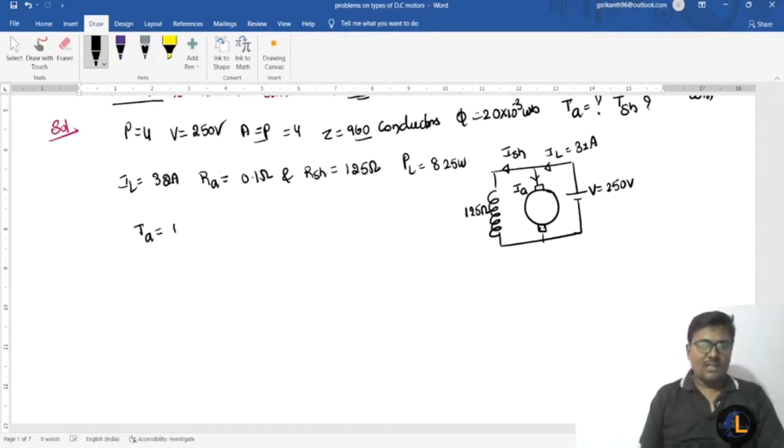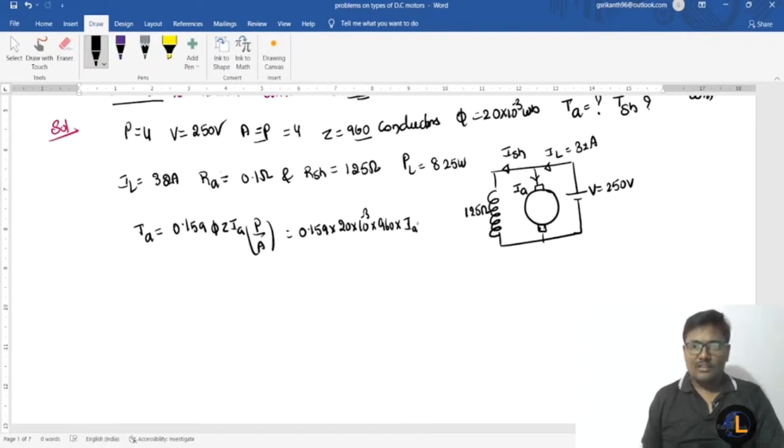TA is equal to, we have one equation, 0.159 into phi Z into IA into P divided by A. 0.159 into phi is 20 into 10 to the power of minus 3. Number of conductors are 960 into IA into P by A. So P by A, this will be cancelled. Now 0.159 into 20 into 10 to the power of minus 3 into 960 into IA. But IA is an unknown quantity. How can we calculate the IA?